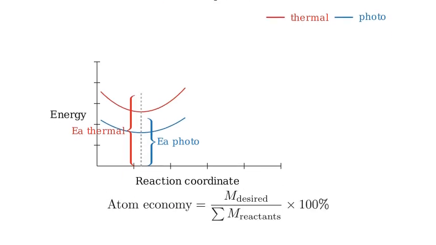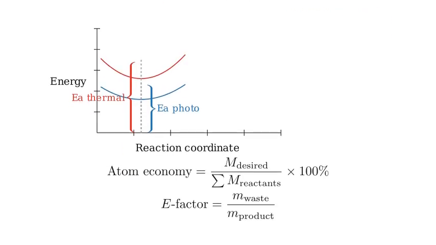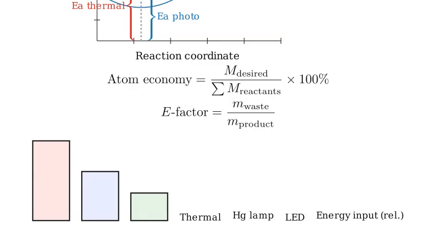Quantitatively, green chemistry tracks efficiency. Atom economy equals mass of desired product over total mass of reactants times 100%. E factor equals mass of waste over mass of product. Lower is greener. We also track energy input per mole. Visible LEDs can drastically reduce energy use versus hot thermal routes.